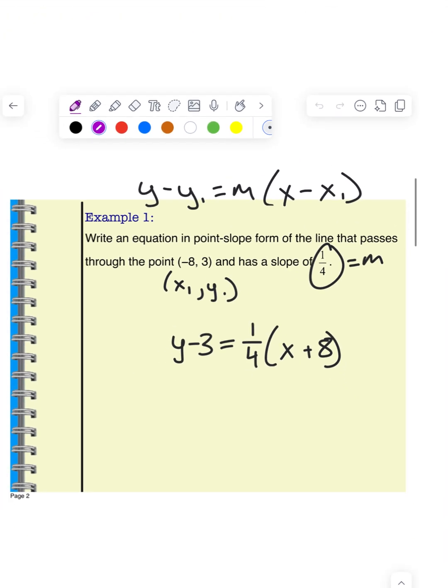All right, that's an equation in point-slope form of a line that passes through the point negative 8 comma 3 and has a slope of 1/4.